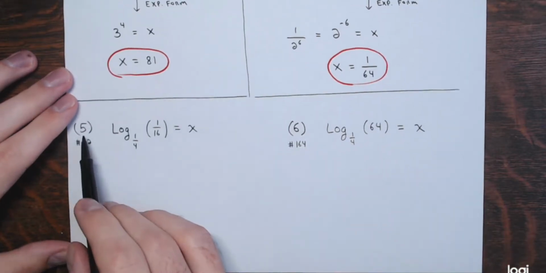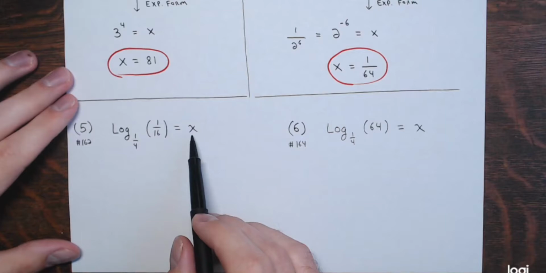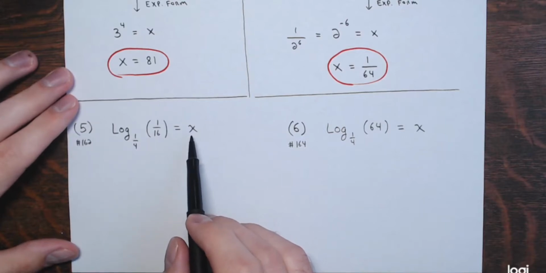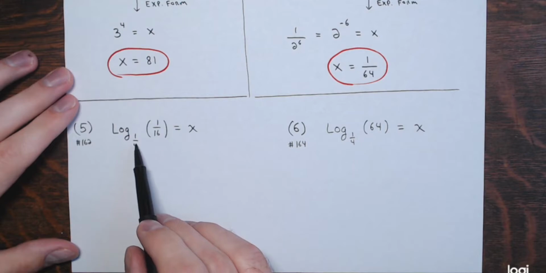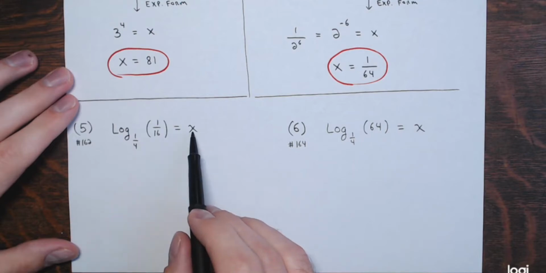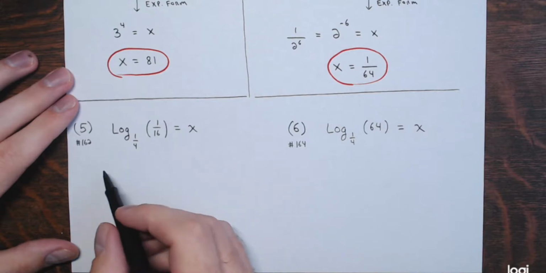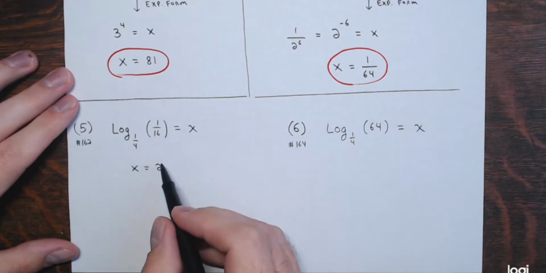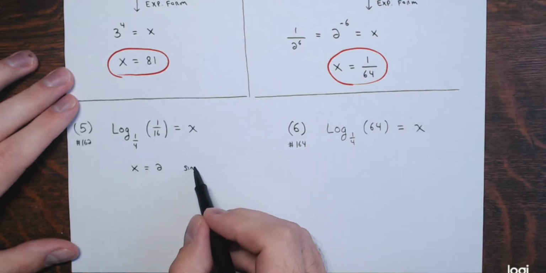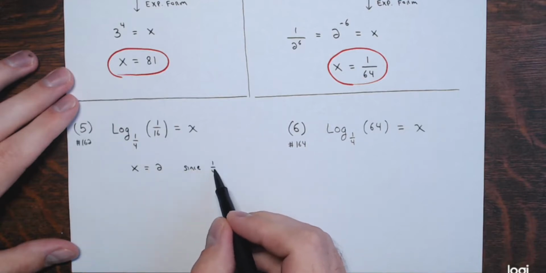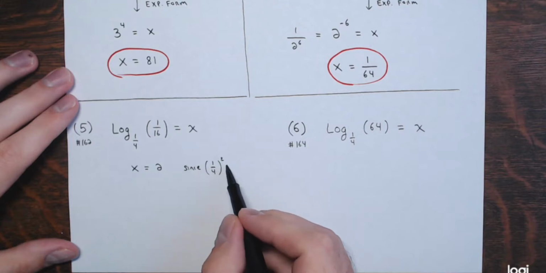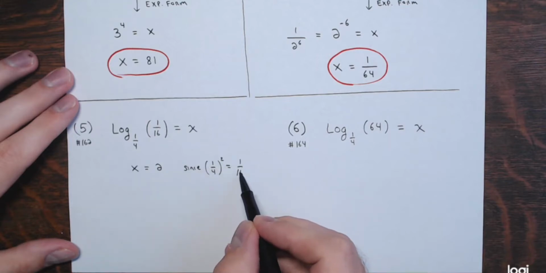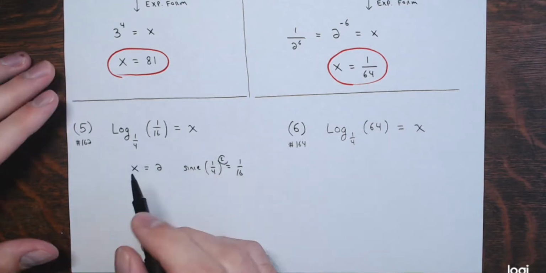Alright, number 5. Now here x is already solved for. So you've got to think, 1/4 to what power? 1/4 to the x power is 1/16. Well, that's just x equals 2. Alright, 1/4 squared. Right? Since 1/4 to the second power is 1/16, right? And 2 is the variable.